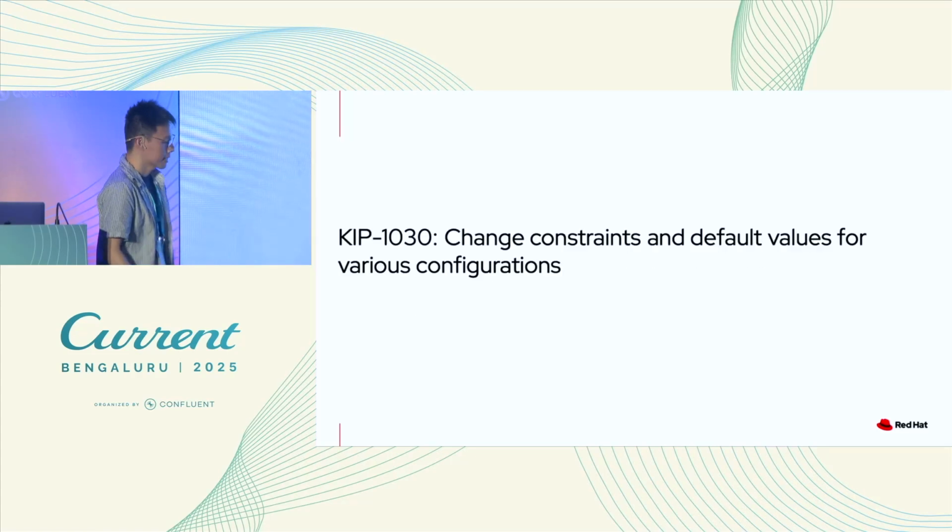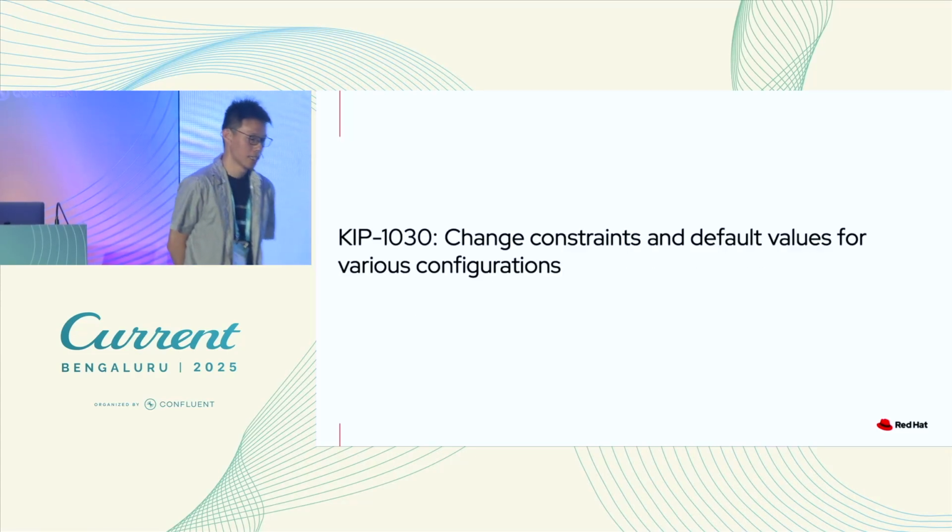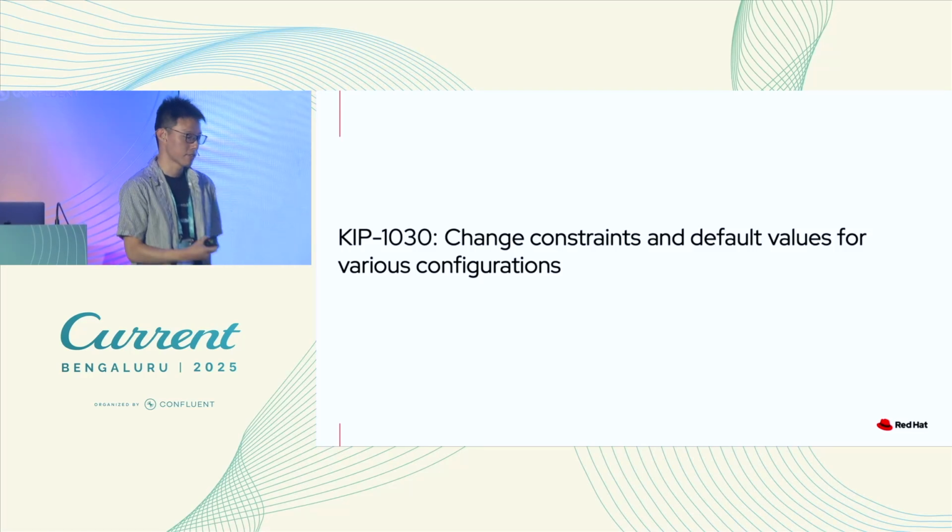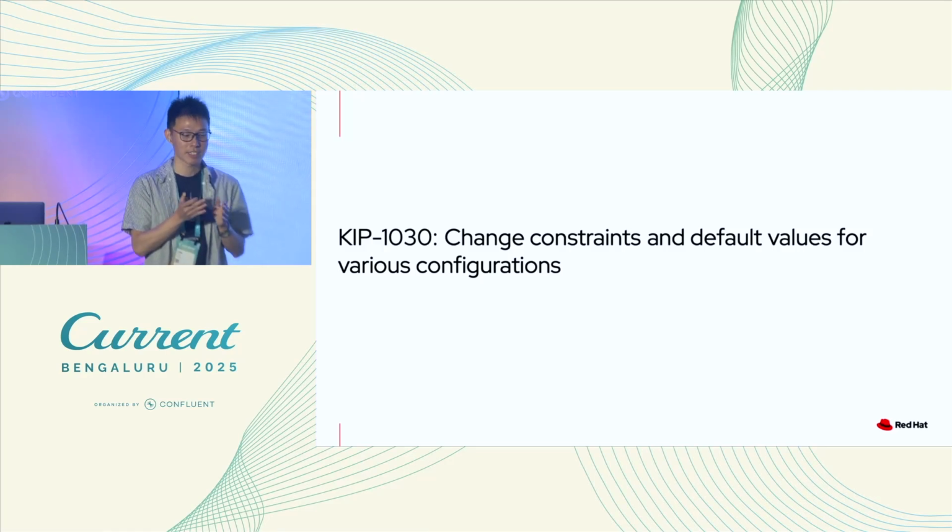Okay. Next important change: changed constraints and default values for some configurations. We all know that when we introduce a new configuration in Kafka, we will give it a default value as well as some constraints like minimum value, maximum value, acceptable values, something like that. But as time goes by, we get more operational experience. We might find some of the default values or constraints don't fit what we need right now. So we think 4.0 is a good time to change that.